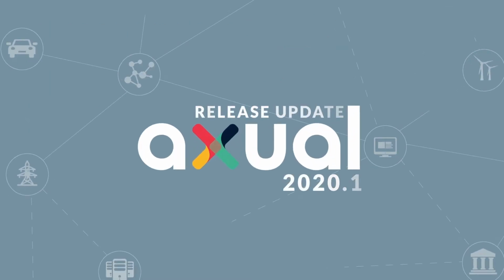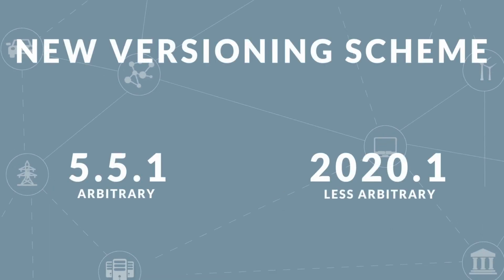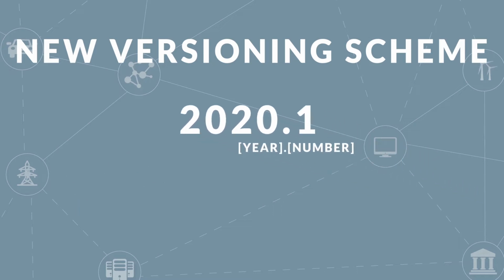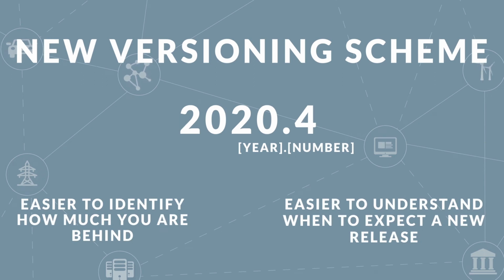But first, we would like to cover something different. From this release we have adopted a new version scheme. We are moving from an arbitrary version number, being 551 for the latest release, to a less arbitrary version number. Our version numbers will now contain the year of the release in 4 digits, followed by a sequence number. With 4 releases planned yearly, you can expect a 2020.1 until 2020.4. This new version number is easier to understand and remember, and you can more easily identify how much you are behind on the latest release.